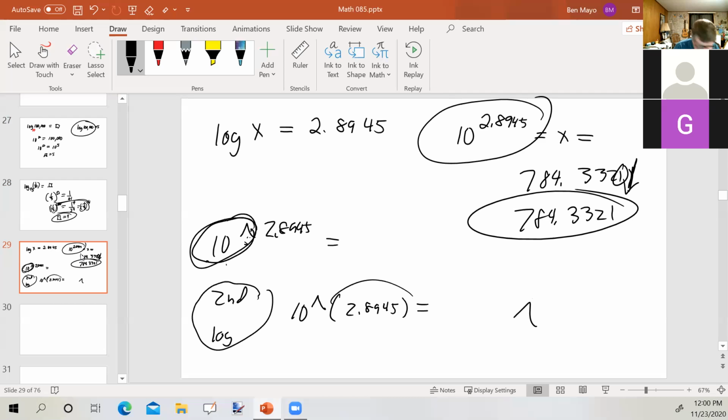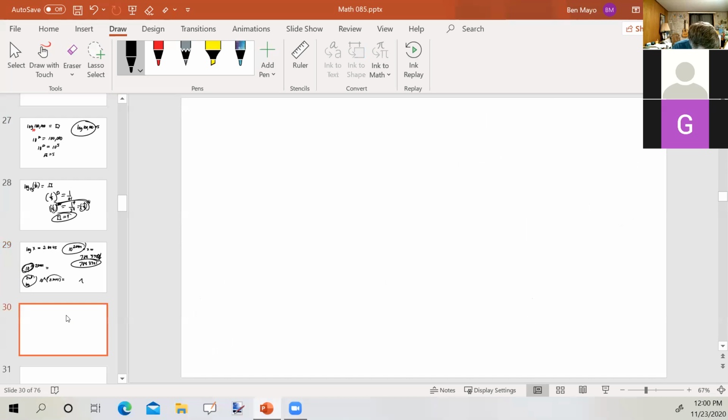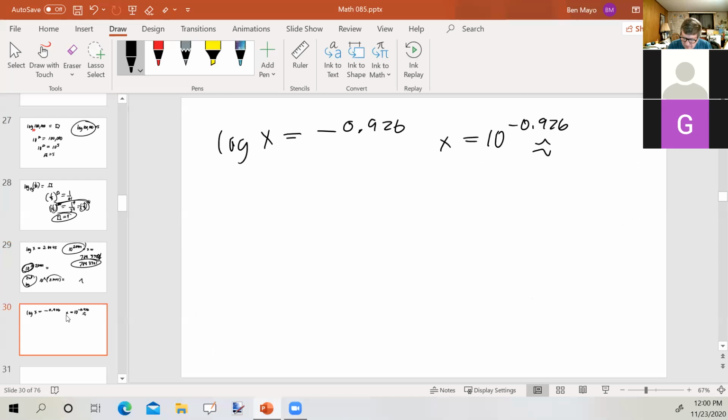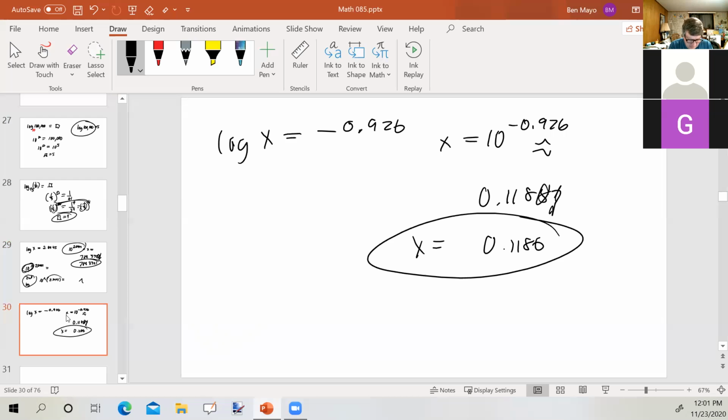All right, let's see here. How about log of x equals negative 0.926? So then that becomes 10 to the negative 0.926 equals x, and we round to 4 decimal places. Let's see here. We've got negative 0.926, and I'm getting 0.11857. So the 7 would round up, 0.1186. Okay with that?